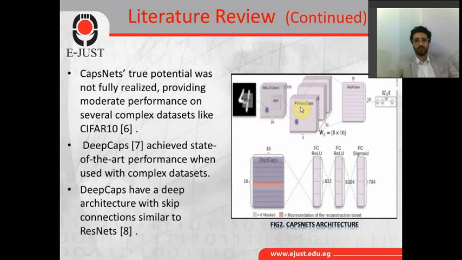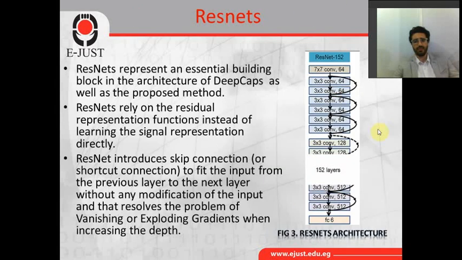The capsule networks did not give a high performance on complex datasets, and that's why DeepCaps was introduced. DeepCaps reached state-of-the-art accuracy on complex datasets such as CIFAR-10, and DeepCaps achieved this because they relied upon very deep architectures inspired from ResNets. As we see here, this is an example of a 152-layer ResNet, a very deep architecture.